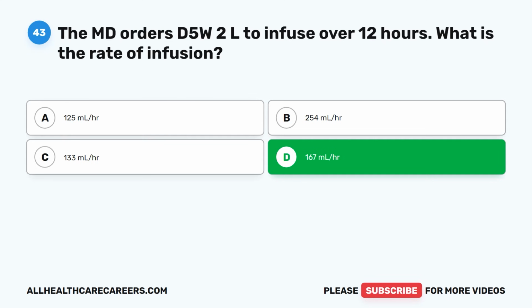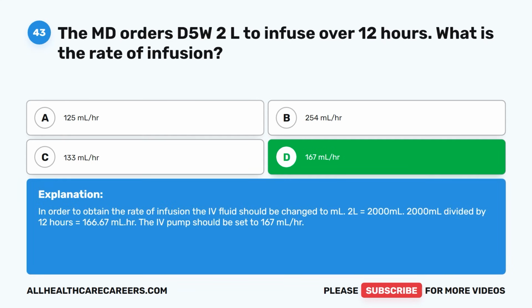167 ml/hr. In order to obtain the rate of infusion, the IV fluid should be changed to ml. 2L equals 2000 ml. 2000 ml divided by 12 hours equals 166.67 ml/hr. The IV pump should be set to 167 ml/hr.